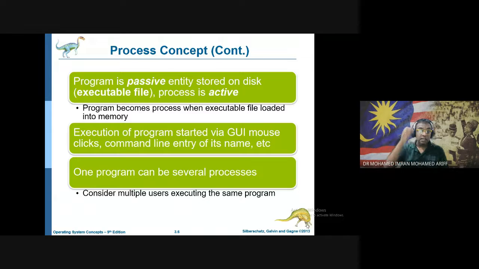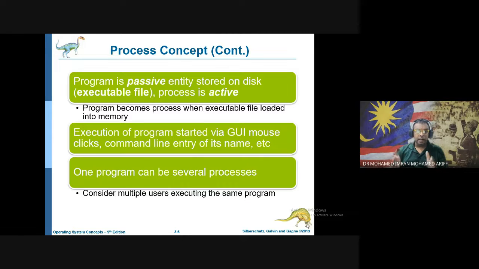Execution of a program is started via GUI mouse clicks or command line entry of its name. There are two ways you can run a particular program. One is you double click on it. Another is you use the command line interface or command line interpreter, where you type its name. In the GUI, you double click Word and it opens. In the command line interface, we have to type in the command to open Word.